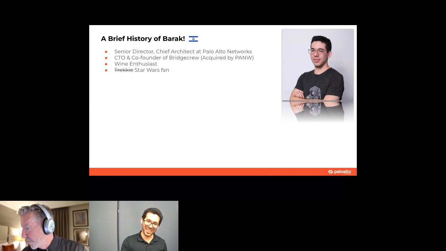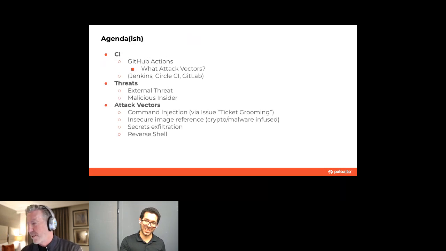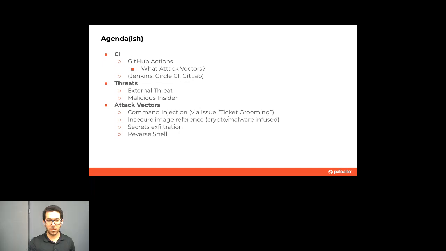Excellent. All right. Let's do a quick whip through on the agenda. Our CI today, I already mentioned, is going to be GitHub Actions. We're going to go through some attack vectors, and we're going to actually do some of the attack vectors as well, which is the exciting live bit that's going to go completely wrong, probably, but you'll be here to see it. So we'll talk about the threats, the different positions, and then some of the attack vectors we're going to go through: command injection, insecure image reference. We're not doing that one, but we're going to talk about it. And create a reverse shell on a runner, hopefully own that. And maybe even cover our tracks, which would be pretty cool.